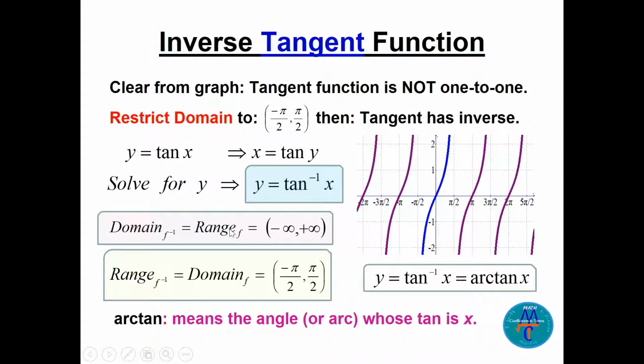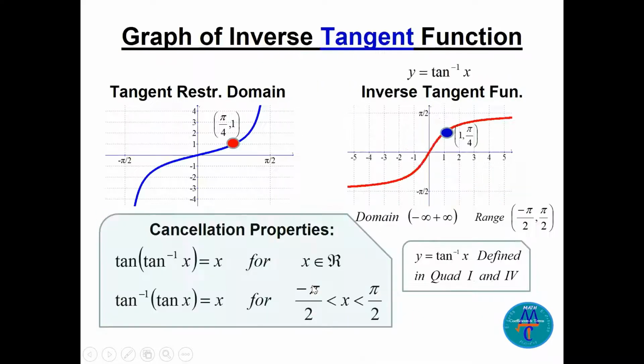Domain of the inverse, that is the range of the f. What is the range? All real numbers. So x here now, any number we can accept: positive, negative, fractions, any number. That's the domain of the inverse of tangent, which is the range of the f. The range of the inverse tangent will be the domain of the f after we restrict it. So it will be minus pi over 2 to pi over 2.